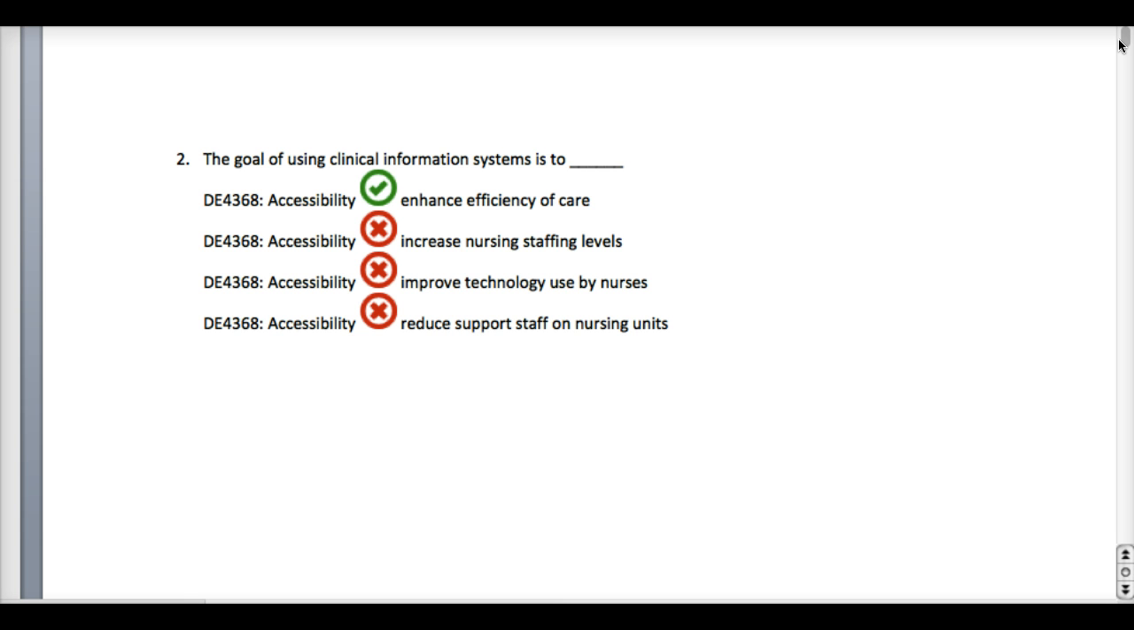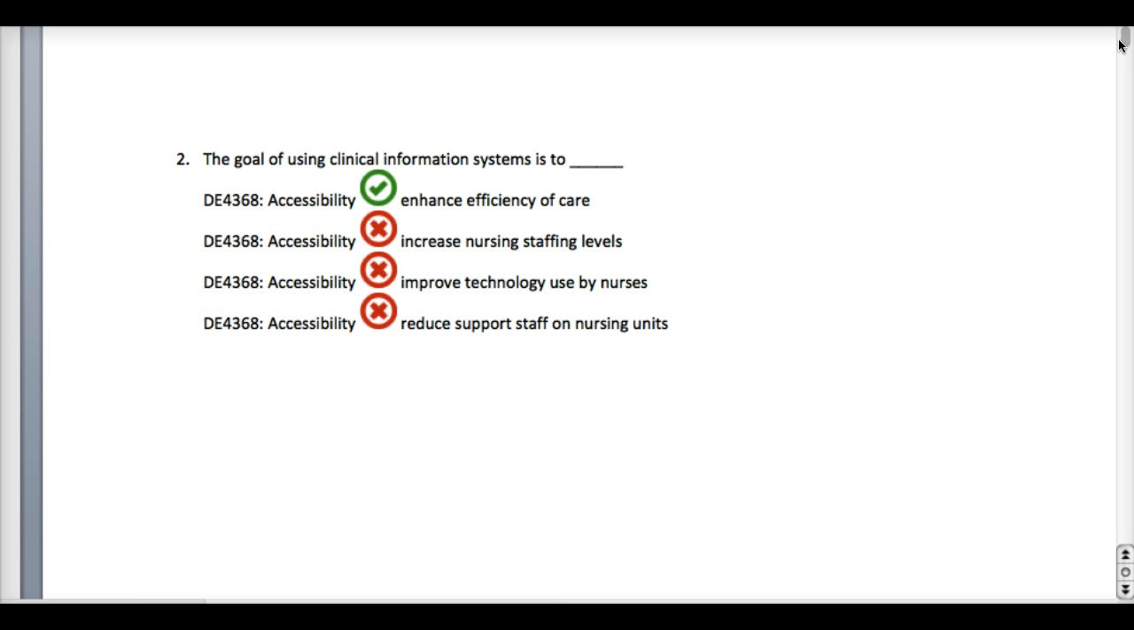Increase nursing staffing levels. Well, any hospital or clinic or private practice is not going to want to increase your staffing levels. All right. Unless there's a real need, and that's not the goal of your clinical information systems. Improve technology use by nurses. Well, that certainly probably will occur when you use a clinical information system, so let's keep that in and move on.